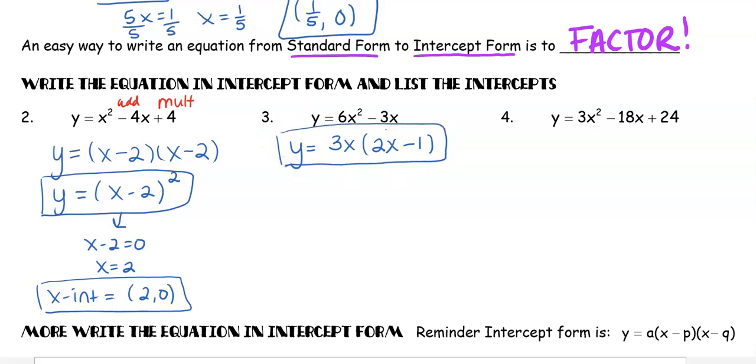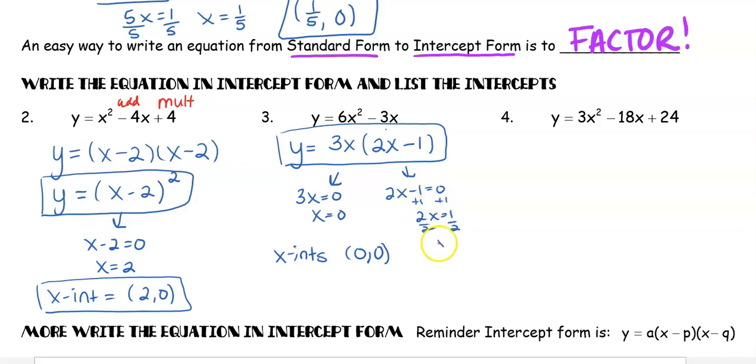We still set each piece equal to 0. So 3x equals 0, x equals 0. So I have one x-intercept at (0, 0). And then we have 2x minus 1 equals 0. We add that 1 over, we divide by 2, giving us x equals 1/2. So our second x-intercept is at (1/2, 0).